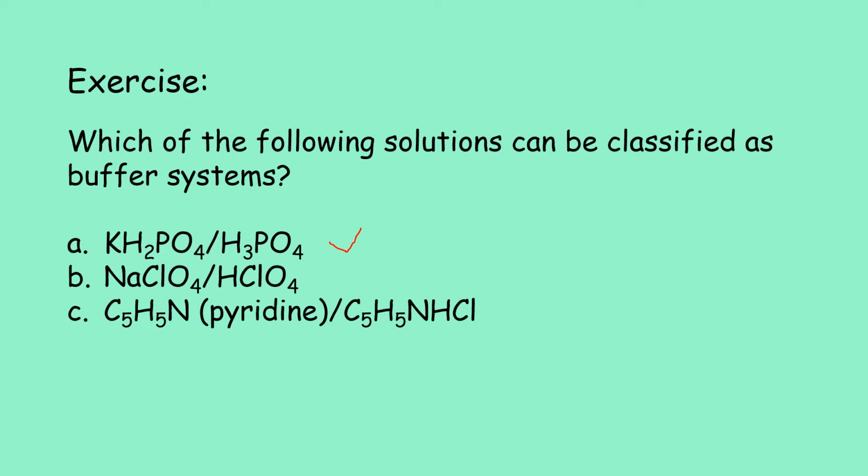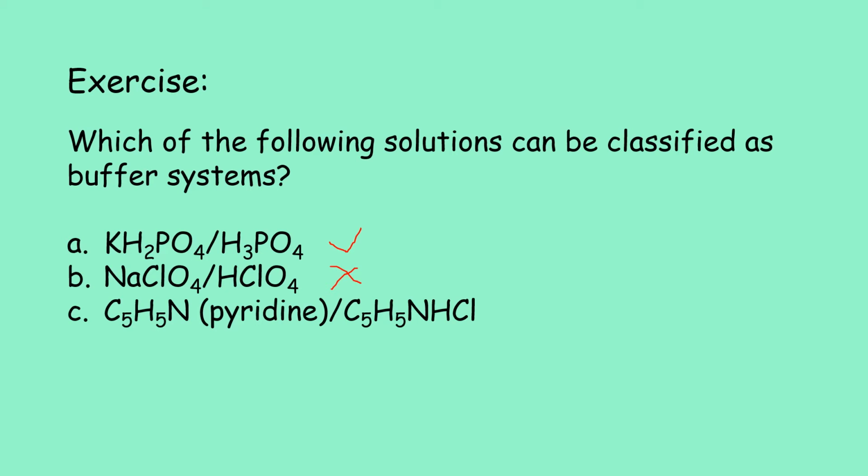Now let us go to letter B. We are given sodium perchlorate and perchloric acid. Now, if you can still remember from the 7 strongest acids, perchloric acid is actually a strong acid, and its conjugate base, which is ClO4-, is an extremely weak base. This means that the ClO4- ion, or the perchlorate ion, will not combine with a hydrogen ion in solution to reform the strong acid perchloric acid. Thus, letter B cannot be a buffer system.